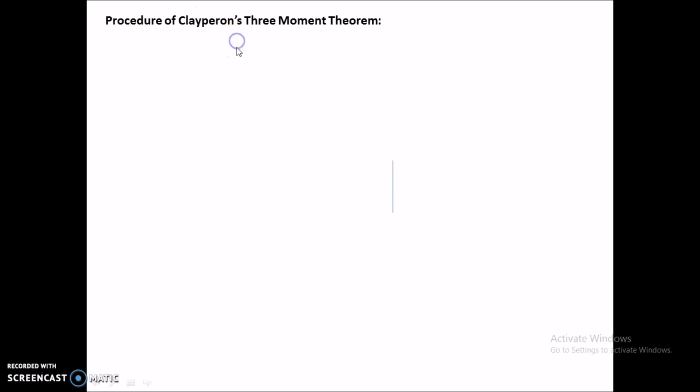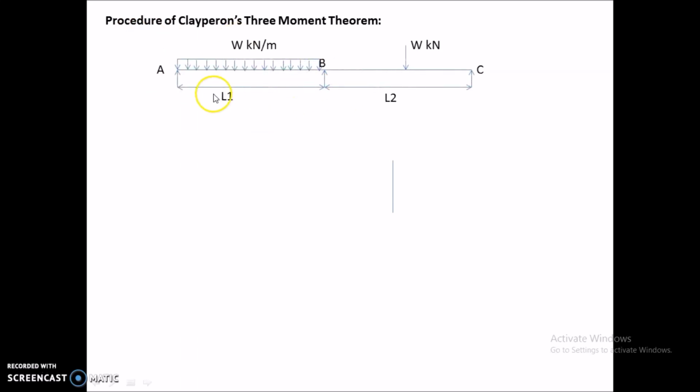So now I have considered a beam here with 3 supports, that is a continuous beam, and here the first span is with UDL and the second span is with a point load acting at some point, either at the middle or at some other point. So now, taking this example, I will give you the procedure of Clapeyron's three-moment theorem.